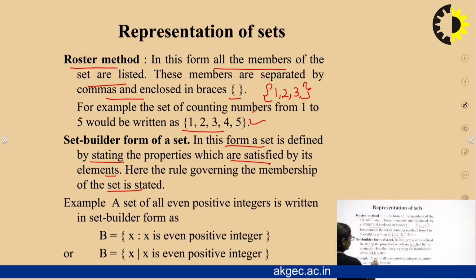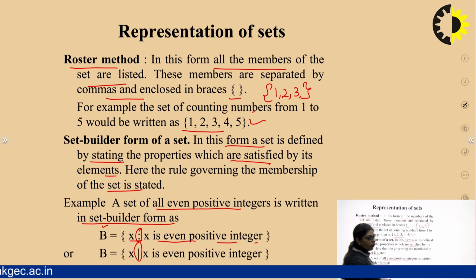For example, a set of all even positive integers is written in the set builder form like B = {x such that x is an even positive integer}, or we can put this symbol or this symbol, right? And now the members of this set will be all the even positive integers, right?